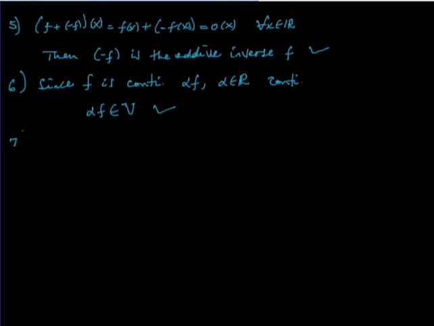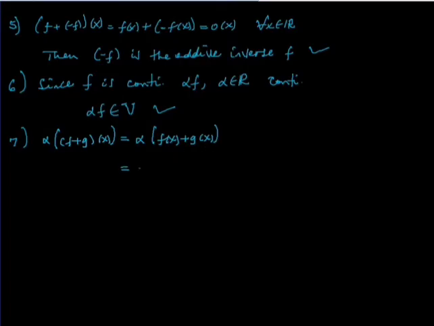ሰባተኛው axiom ደግሞ scalar multiplication over the vector ነው። The seventh axiom can be written as alpha into (f plus g) at x. (f plus g) at x can be expressed as alpha into (f of x plus g of x). Okay, this alpha can be distributed.